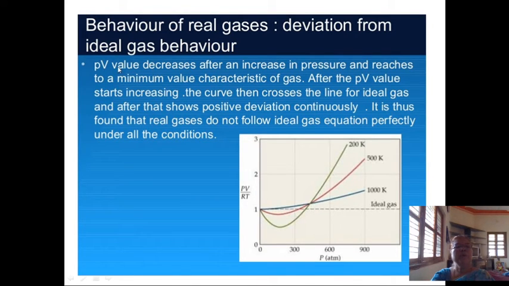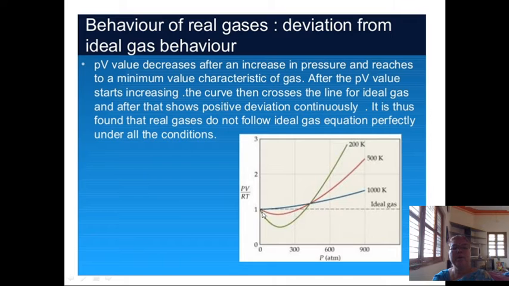Here, the PV values for ideal gases are constant at constant temperature, and this is the plot of PV upon RT versus P. This PV by RT ratio is constant for ideal gases. This is the straight line parallel to the x-axis. This is for ideal gases. While the real gases show deviations from the ideal behavior.